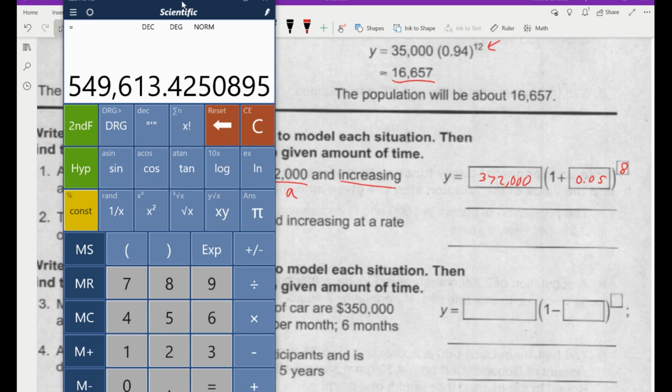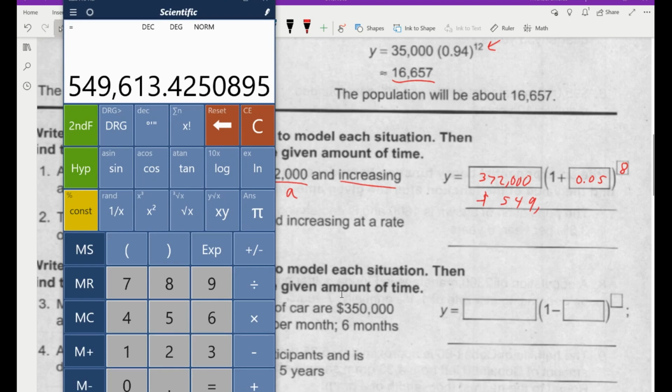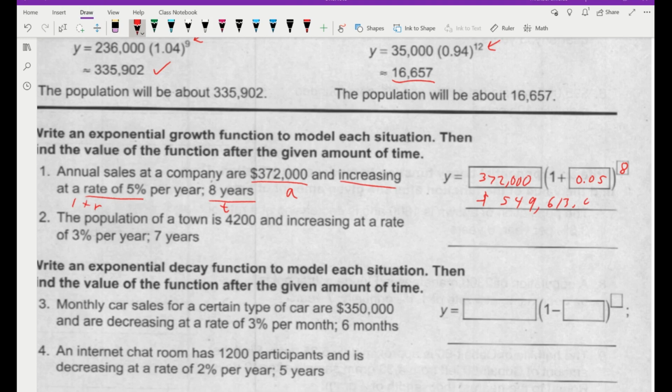And because this is a population here, we'll round it to the nearest whole number. 549,632. Oh, excuse me, this is in dollars. So we're going to have to change that again. I'm going to have to pull that up. 549,613 and 43 cents. We're going to round it to 43 cents. So the sales at a company increased at a rate of 5% per year. And after 8 years, they were making $549,613.